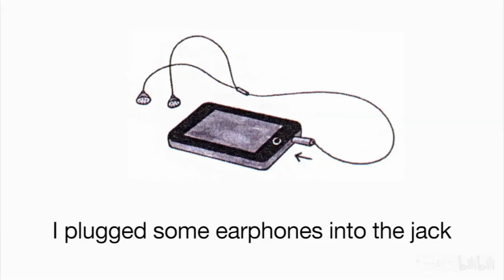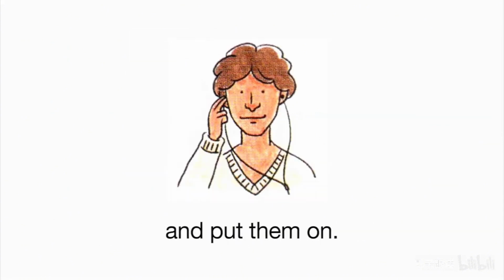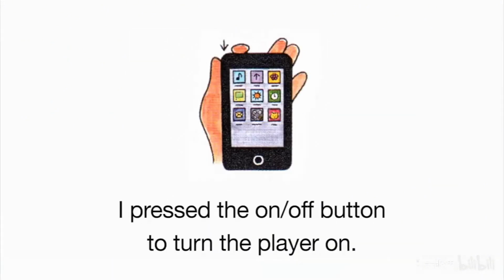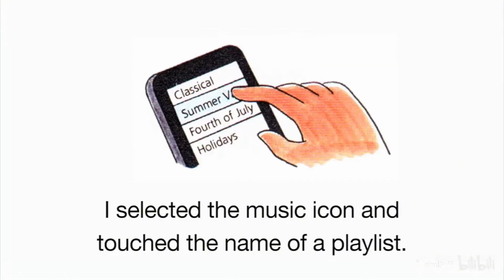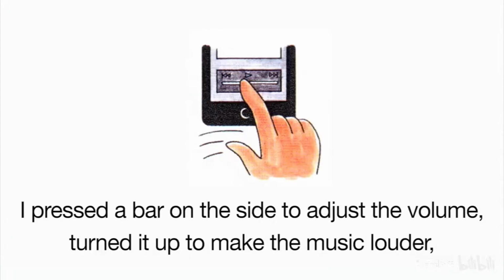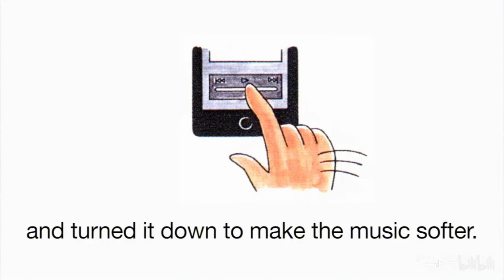Daily activities. Lesson 29. I plugged some earphones into the jack and put them on. I pressed the on-off button to turn the player on. I selected the music icon and touched the name of a playlist. I pressed a bar on the side to adjust the volume, turned it up to make the music louder, and turned it down to make the music softer.